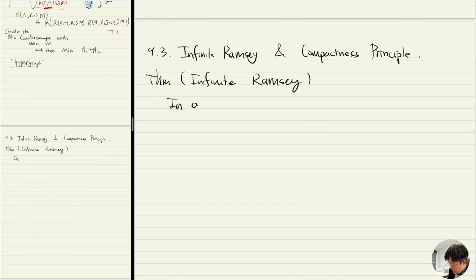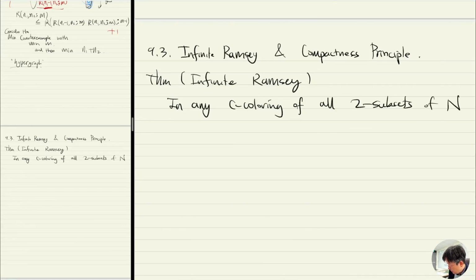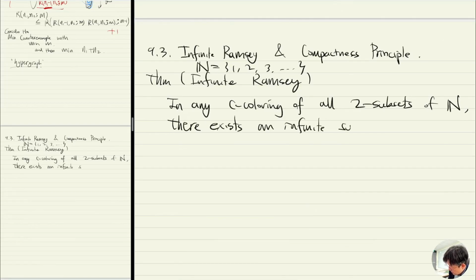So in any C coloring of all two subsets of n, let me say n is 1, 2, 3. In any C coloring of all two subsets of n, there exists an infinite subset X whose all two subsets have the same color.